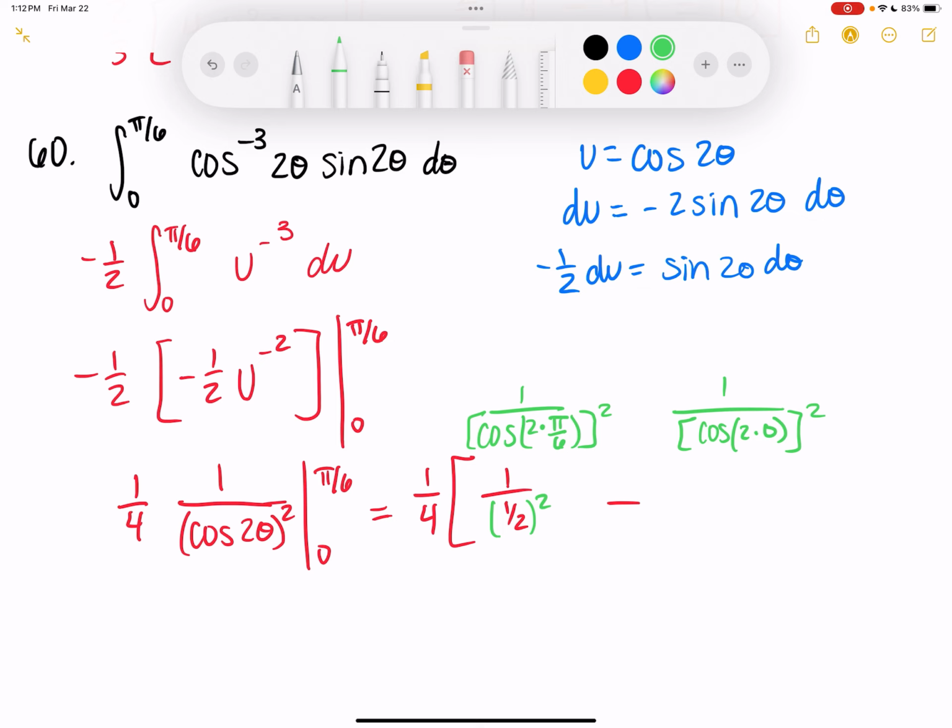There. So wait, what did we say this is? Is it 1? Yeah, so that would be the cosine of 0, which would be 1. So 1 over 1. Trying to fix this so it just looks right. Okay. Just so we can visualize it a little better. So this is 1/4 times 1/2 squared is 1/4. Keep, change, flip. That gives me 4. Minus 1 over 1 is just 1. So that's going to give me 3/4.